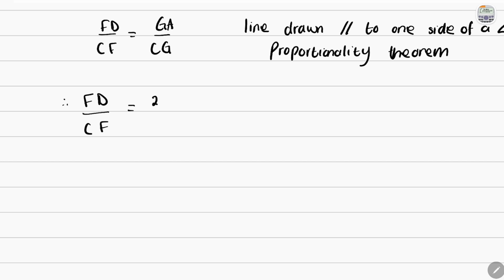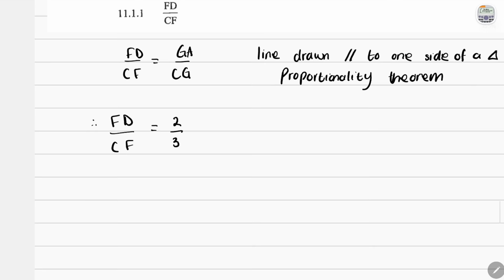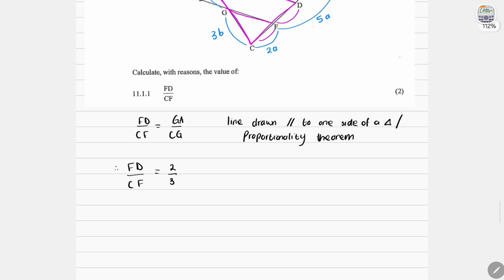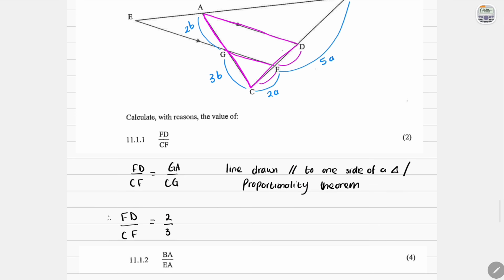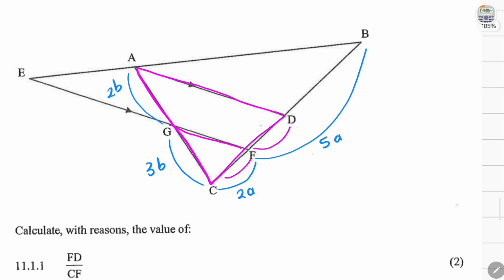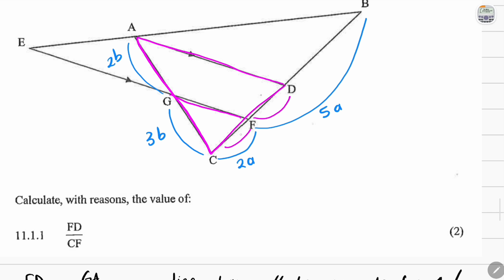So that is simply just 2 over 3, and that is our answer over there. Okay, moving on to the next question. Another thing that I like to do, just so I can keep track of these, is I'm going to put those ratios here.